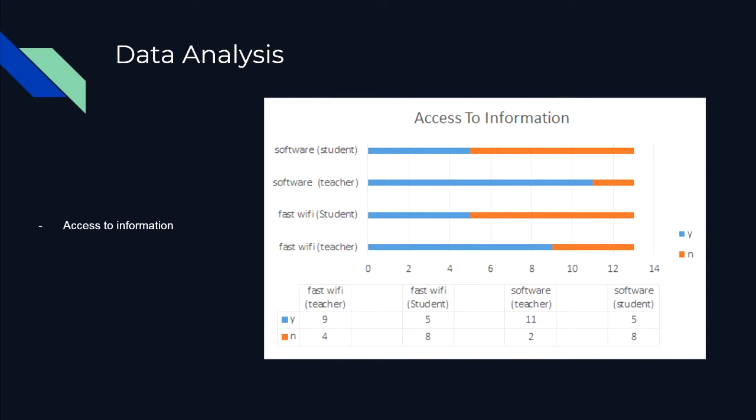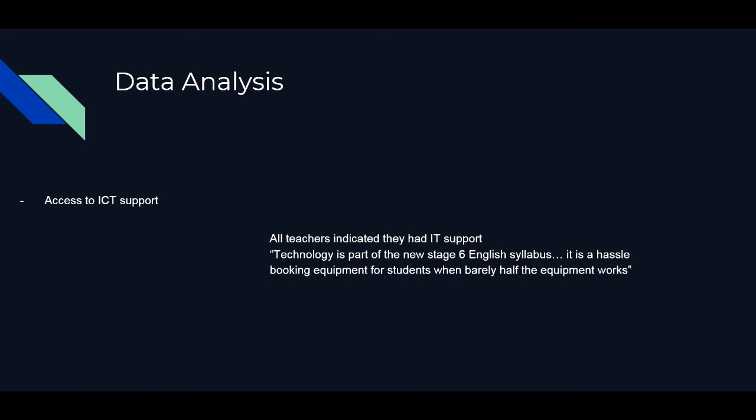The next graph shows a teacher and student's access to information, meaning either software or proficient wireless connection. 38% of students noted that the wireless internet was not adequate enough to support their learning, while 69% of teachers thought they had access to a fast internet connection. When asked about factors that hinder the use of ICT, one response said, "Access to internet, technology failure, and damaged equipment make it difficult to incorporate ICT effectively in the classroom."